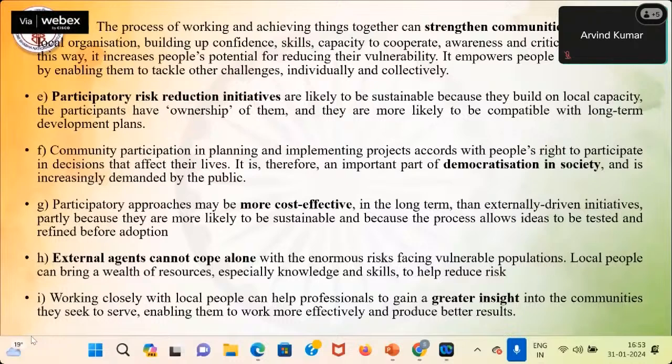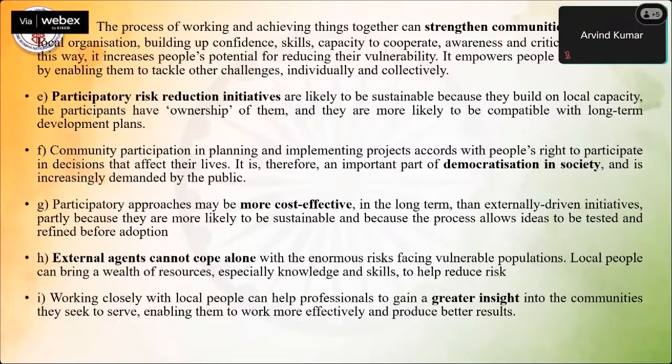Those who are not local, those who are outside people. Let us say outside is not in the meaning that they are outsiders, but outside means they have no perfect local knowledge. They are like external agents. They cannot cope alone with the disaster management when it comes to a locality. So it is very useful to keep the local people in the loop.